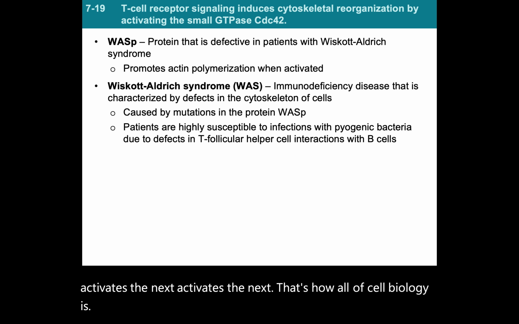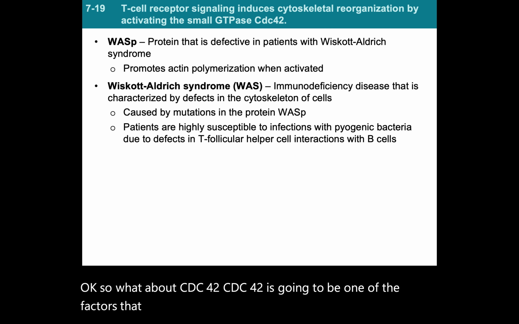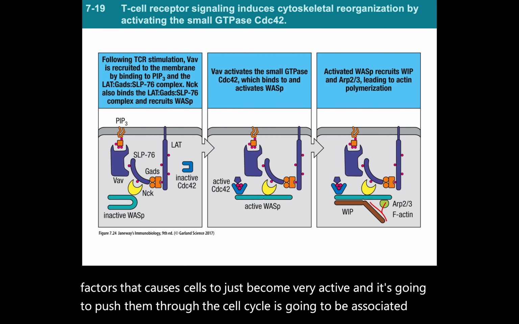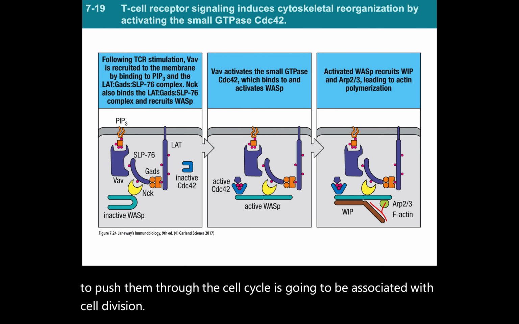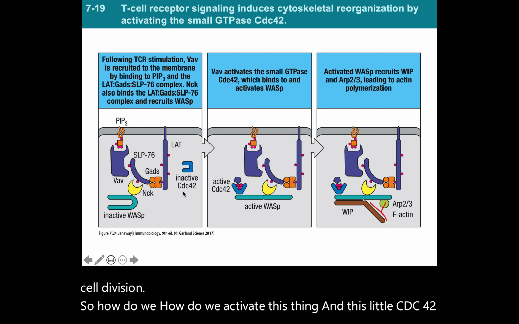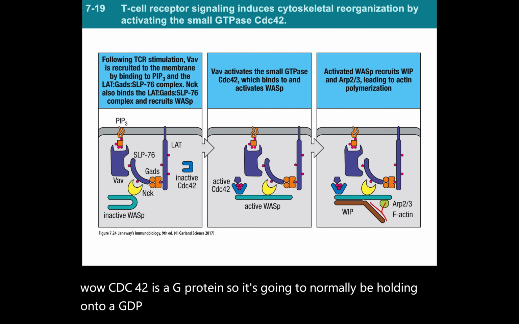Okay, so what about CDC42? CDC42 is going to be one of the factors that causes cells to just become very active, and it's going to push them through the cell cycle. It's going to be associated with cell division. So how do we activate this little CDC42? Well, CDC42 is a G protein. So it's going to normally be holding on to a GDP until it picks up a GTP. So it's a little GTPase.